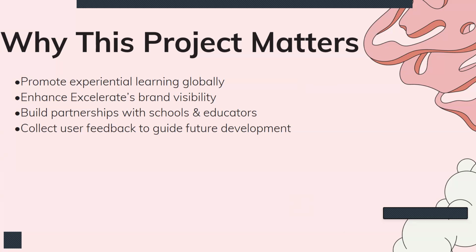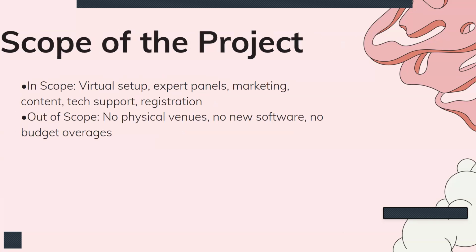Our main goal is to promote experimental learning, which means learning through real experiments, not just books. This summit helps position Accelerate as a global leader in this type of learning. We also want to use the event to build partnerships with schools and other educational groups, expand our interactive reach, and gather feedback that helps improve the Accelerate platform in the future. So overall, the event serves three purposes.